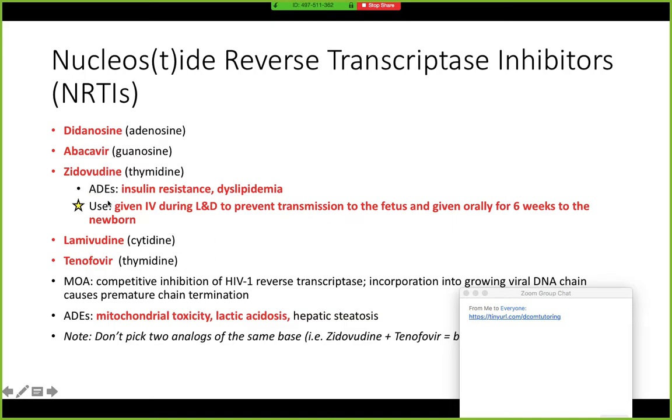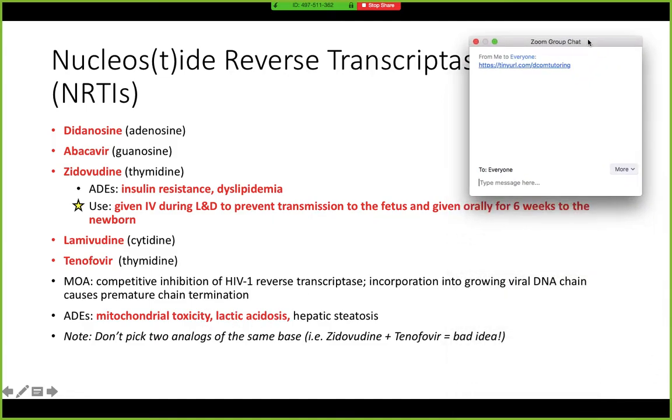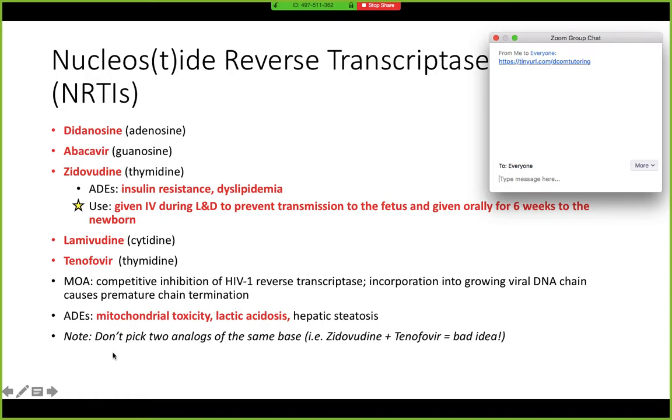Then specific to zidovudine, you can see insulin resistance and dyslipidemia. And then applying to all of these, you'll see mitochondrial toxicity and lactic acidosis. And then also she mentioned when you're choosing drugs, you don't want to pick two analogs of the same base. So you don't want to pick, for example, two thymidine analogs like zidovudine and tenofovir. You would not want to combine those.